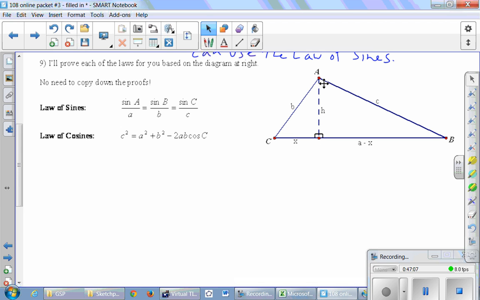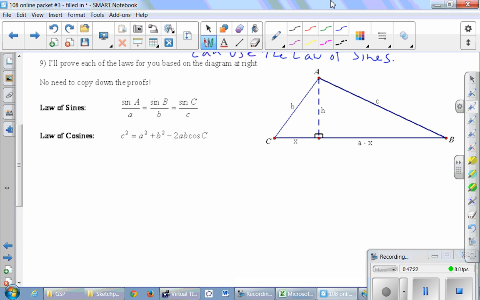Turns out I need to draw a height or an altitude in my triangle. So I drew that thing in there with right angles on either side and call the length of that one h. Okay, so let's give this a shot. Ultimate goal is to prove each of these 2 equations. We'll do them one at a time.